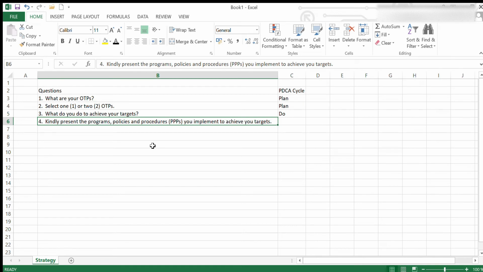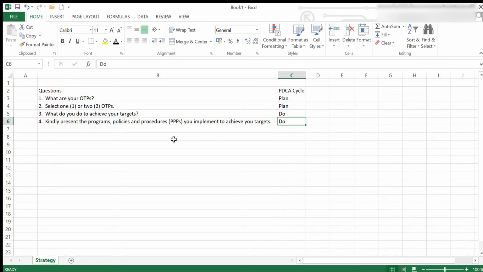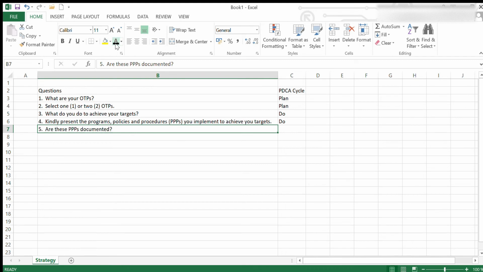Next, you will ask them to kindly present the programs, policies, and procedures, PPPs, you implement to achieve your targets. This will again fall under the do. For example, you mentioned that your target is to have zero fall accidents, so can you present any procedures in order to achieve this target? In turn, they will show you a specific one, for example, the fall protection program of the company. Next, you will ask, are these PPPs documented?